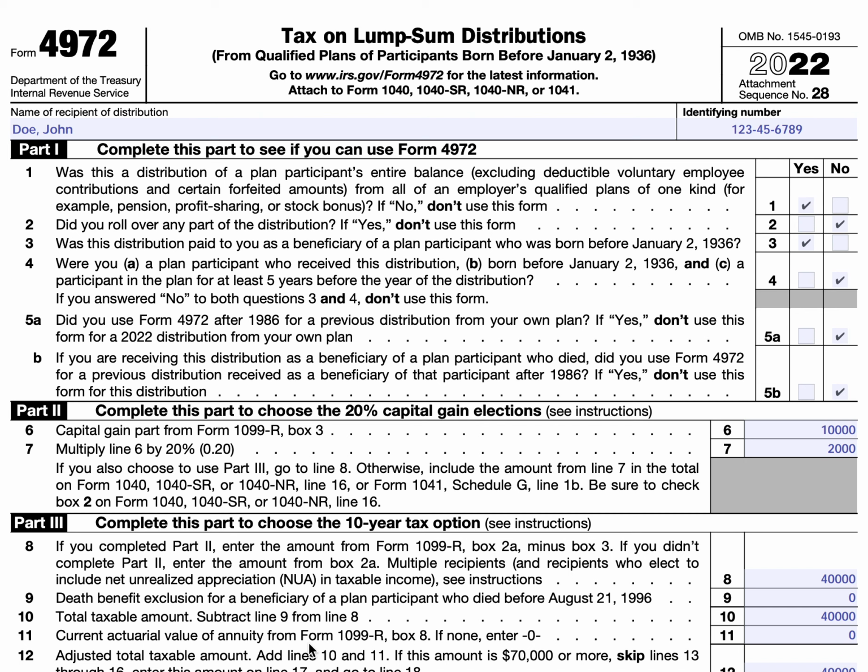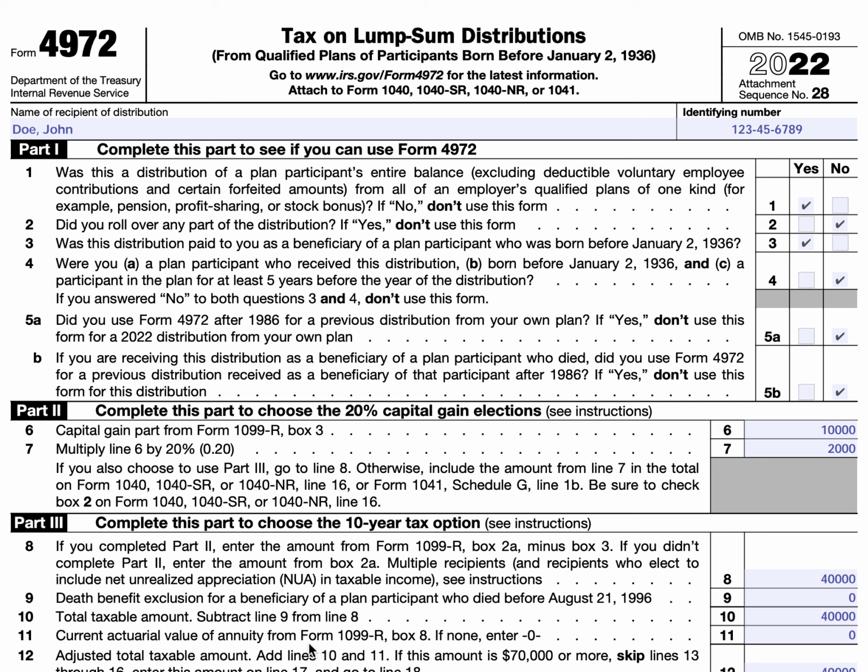Going over IRS Form 4972, Tax on Lump Sum Distributions. This form specifically is for lump sum distributions from qualified plans that belong to participants born before January 2nd, 1936. However, it also applies to lump sum distributions from qualified plans where a beneficiary receives a qualified plan from a participant born before January 2nd, 1936, and decides to take lump sum distributions.